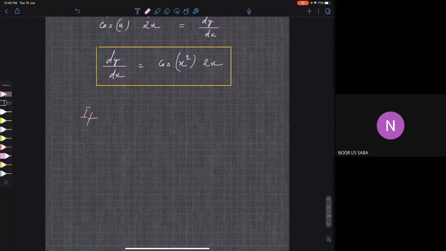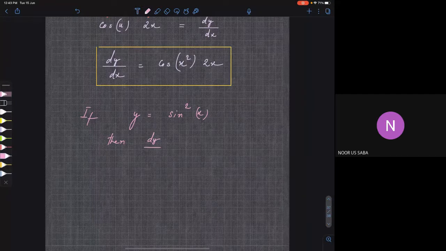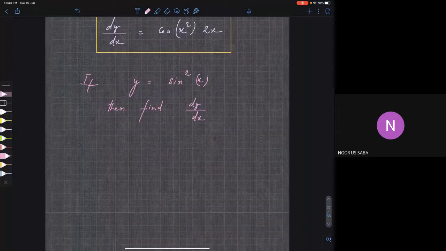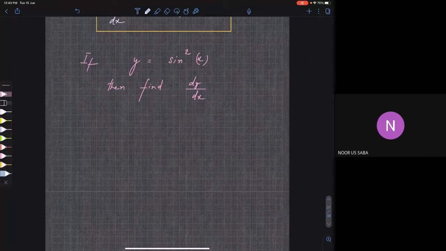So next example, if y equals sine square x, then find dy by dx. Okay, now we can use chain rule, but let's see the reason behind chain rule. So we know that y equals what? Sin x whole square. Do you agree? Yes.